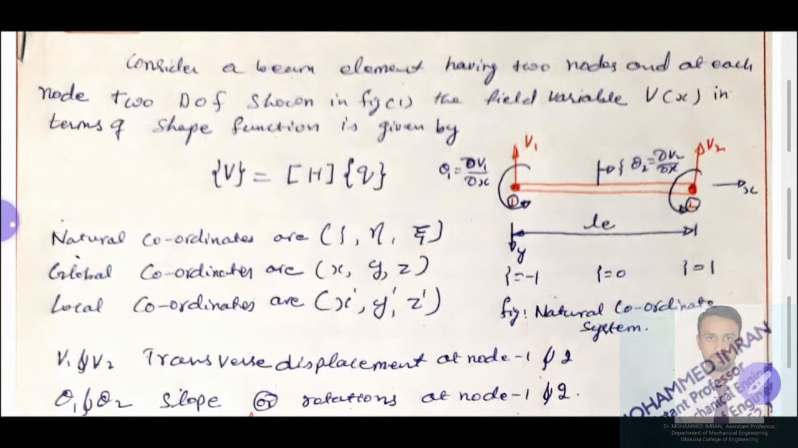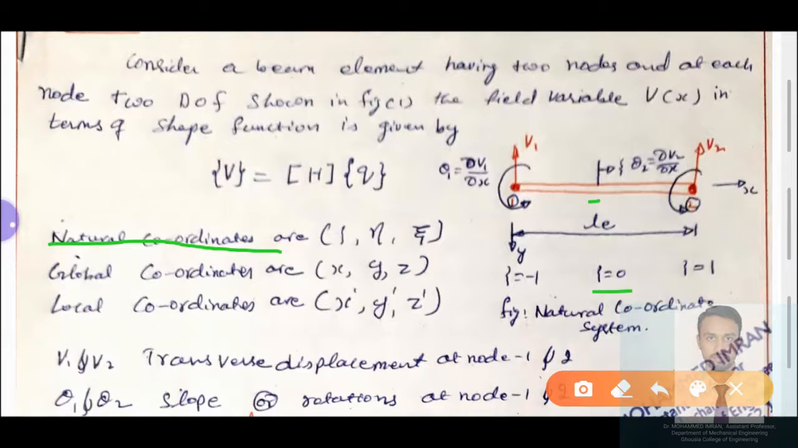Now we'll use them to derive the Hermite shape function for a beam element. Natural coordinates are used, which are dimensionless units. As shown in the figure, at the midpoint zeta is taken as 0. On the left-hand side zeta is equal to minus 1. On the right-hand side zeta is equal to 1. That indicates the value of the element considered does not exceed 1, that means unity. It is a dimensionless analysis based on the characteristics we have chosen.